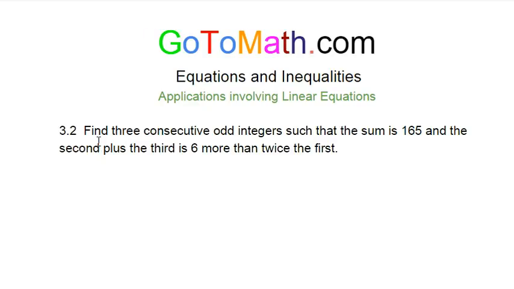Right. So it says find three consecutive odd integers such that the sum is 165. That is, the sum of all three of them is 165. And the second plus the third is 6 more than twice the first.